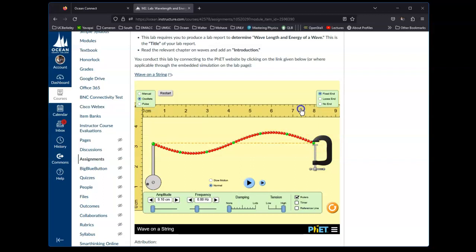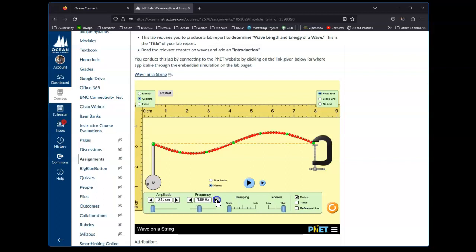Okay, now let's try another number. Again, like I said, the damping here, whether you put it on half, right in the middle, a lot, it does not affect the wavelength. You still get the same number. All right, let's put another frequency. This time I'm going to put a frequency of 1.48.